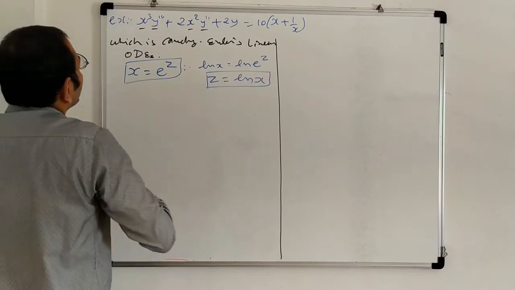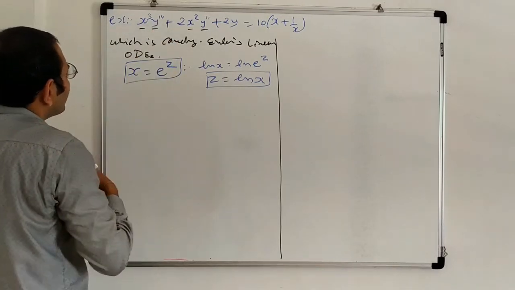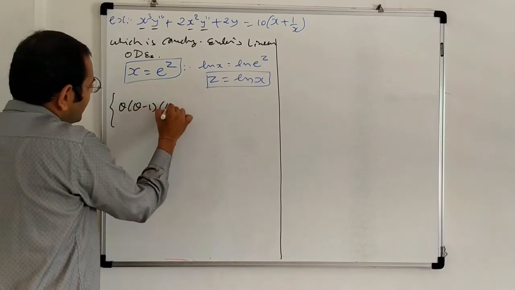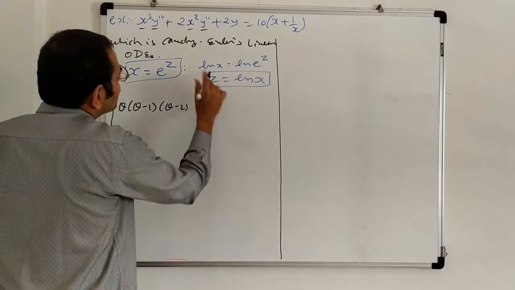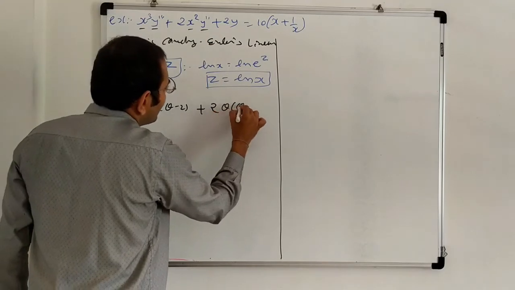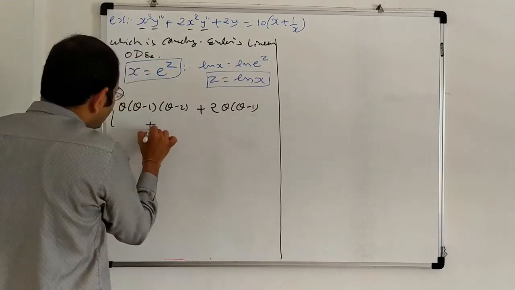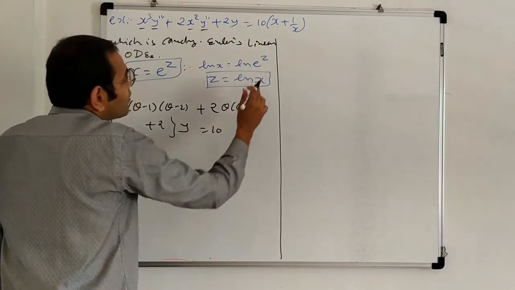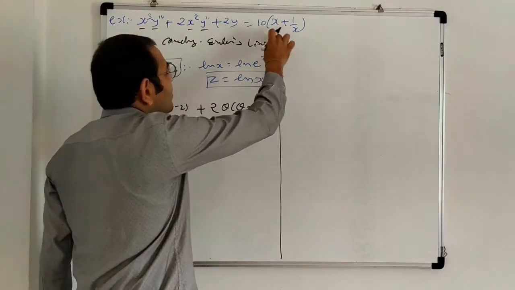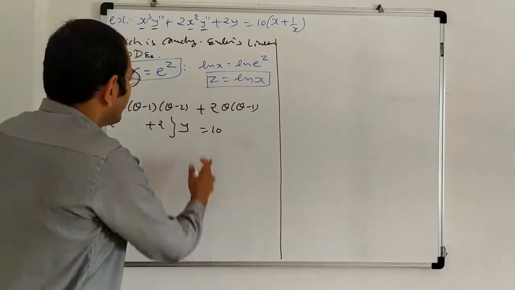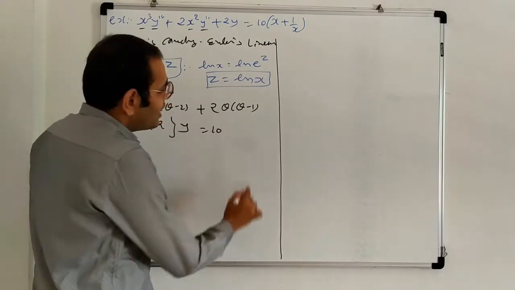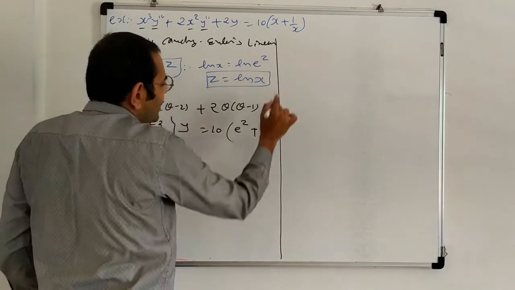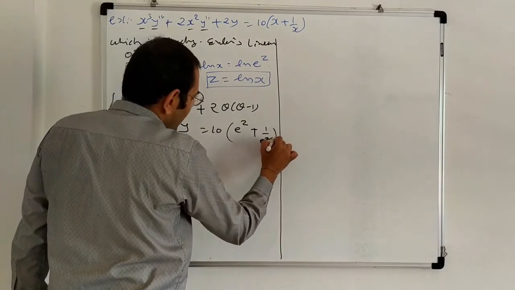Now here 3 times derivation, then we can write theta minus 1, theta minus 2 plus 2 as it is. 2 times derivation, then theta minus 1 plus 2 y equal to 10. That is our r of x portion. Then we convert in terms of z, where theta equal to d by dz, then x equal to e raised to z, then 1 upon x equal to 1 upon e raised to z.